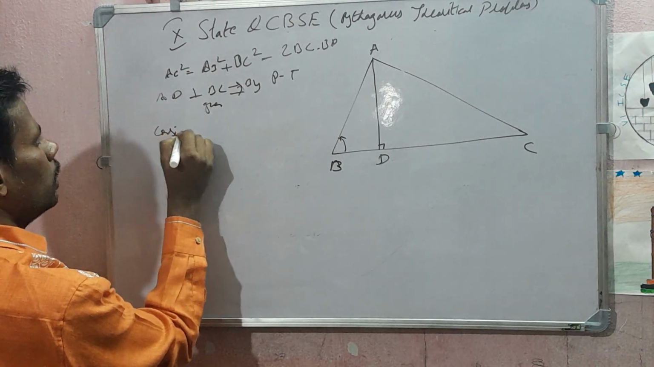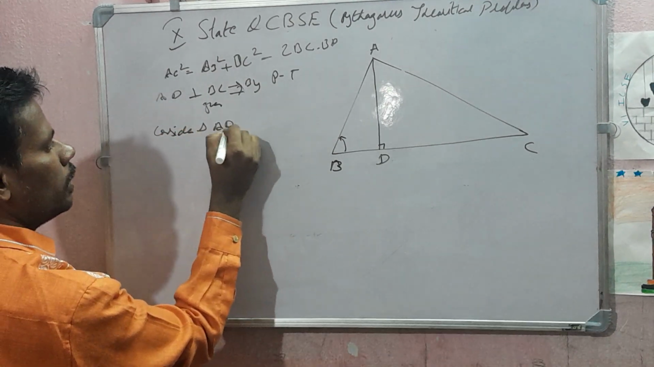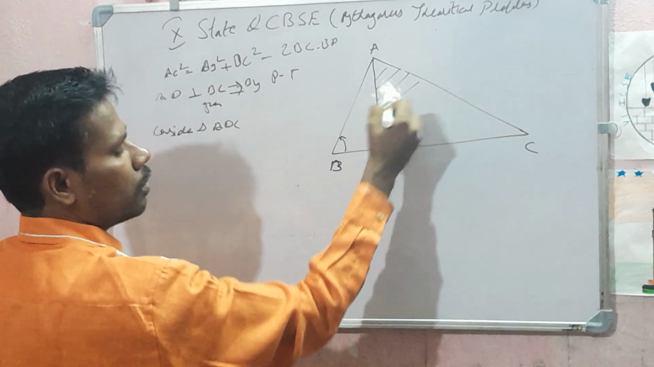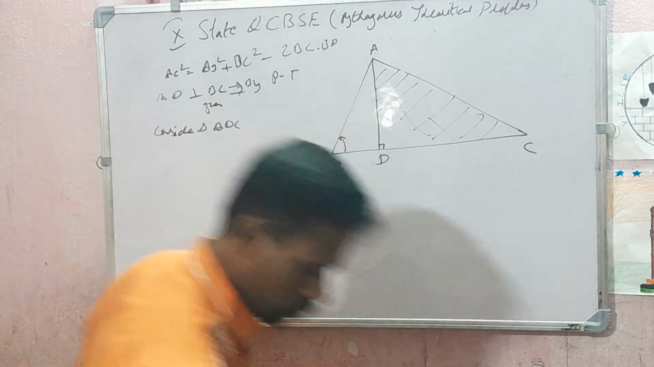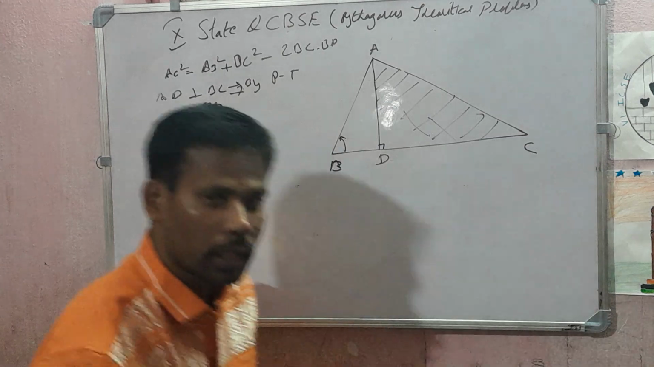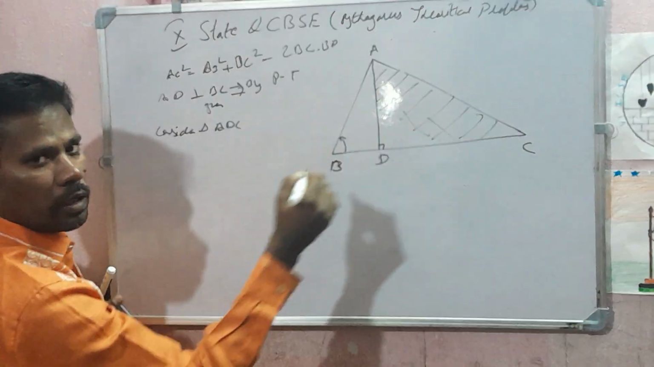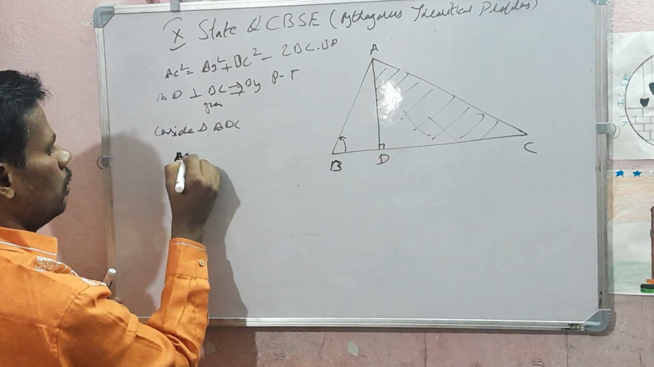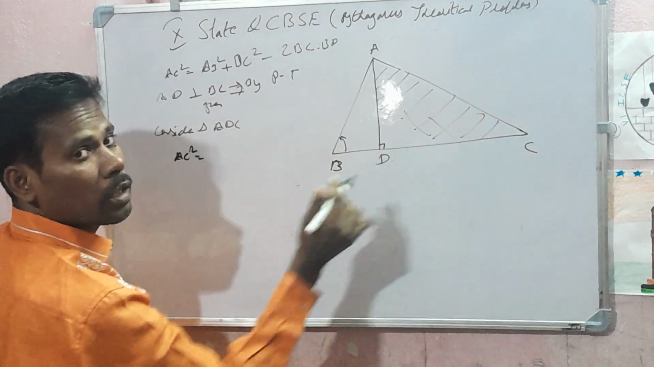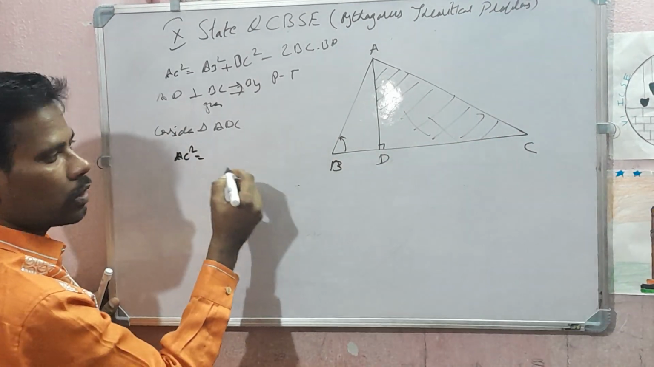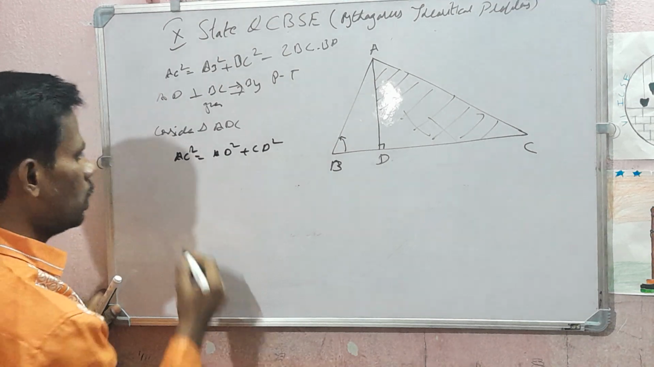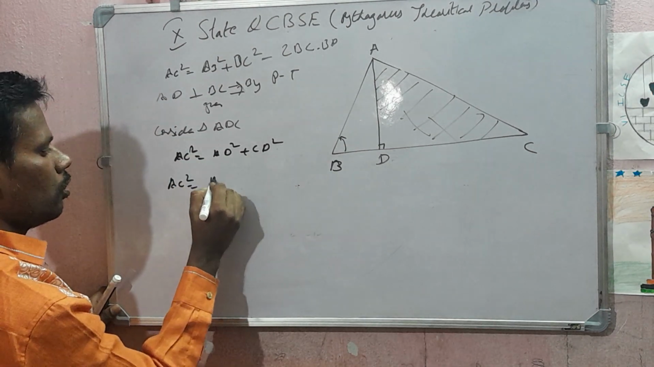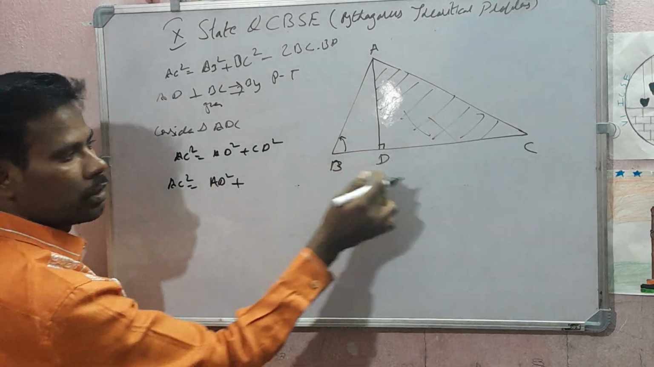Consider triangle ADC. What can you say? In triangle ADC, AC square, the square on the hypotenuse, is equal to the sum of the squares on the other two sides: AD square plus CD square, right? So here AC square is equal to AD square plus CD square.